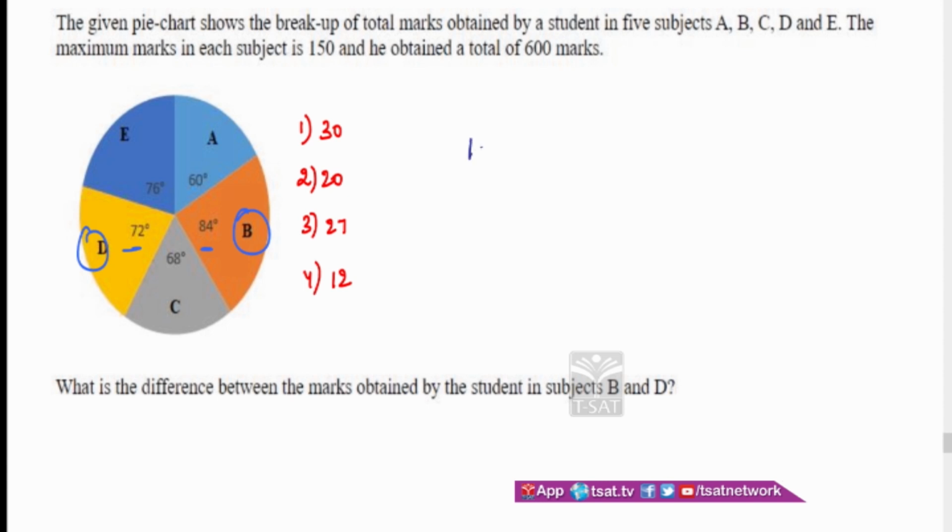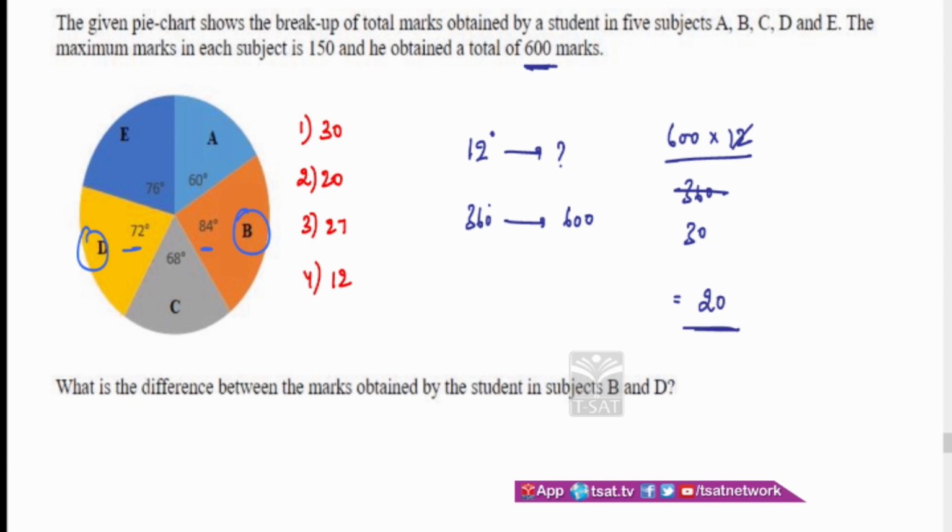12 degrees. We know total marks is 600, that is 360 degrees is 600. What is 12 degrees? Cross multiply: 600 into 12 by 360. It is just 20 marks difference. In terms of degrees, it is 12 degrees. In terms of marks, it is 20. So it's a very simple graph.